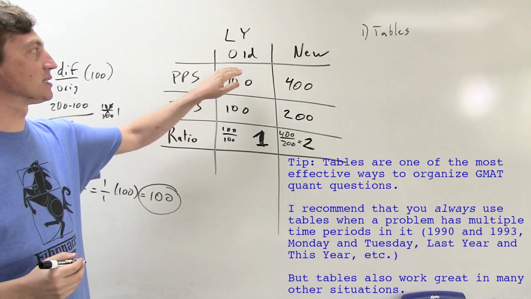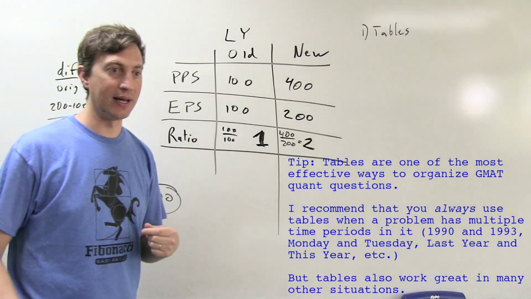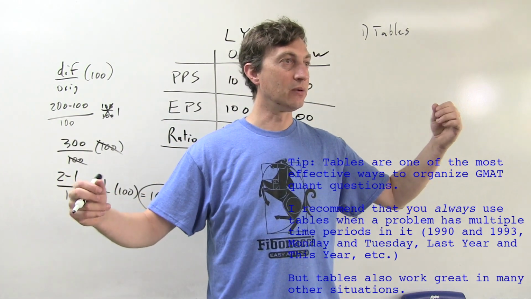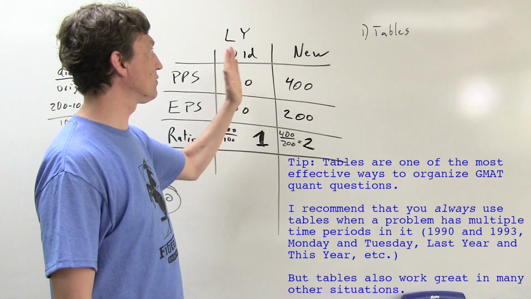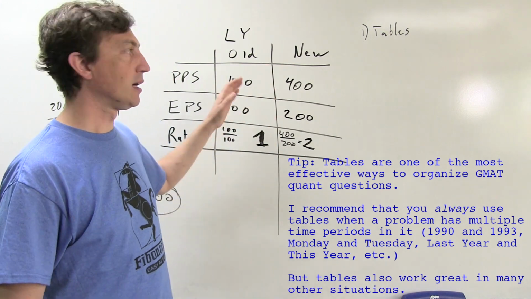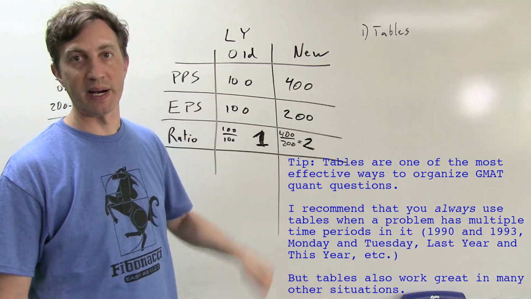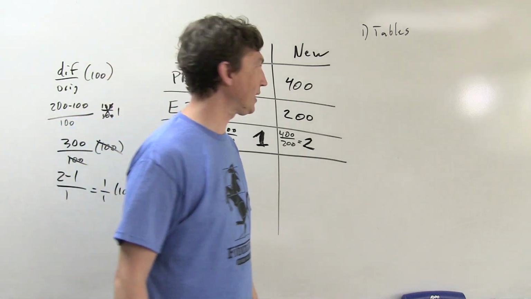Anytime you have time periods, like Monday, Tuesday, Wednesday, like this year and last year, like April, May, and June, any of those things, think table. And other times too. Anytime you've got 2 categories, like, say, mountain bikes and road bikes, that could be a very useful tool to organize.